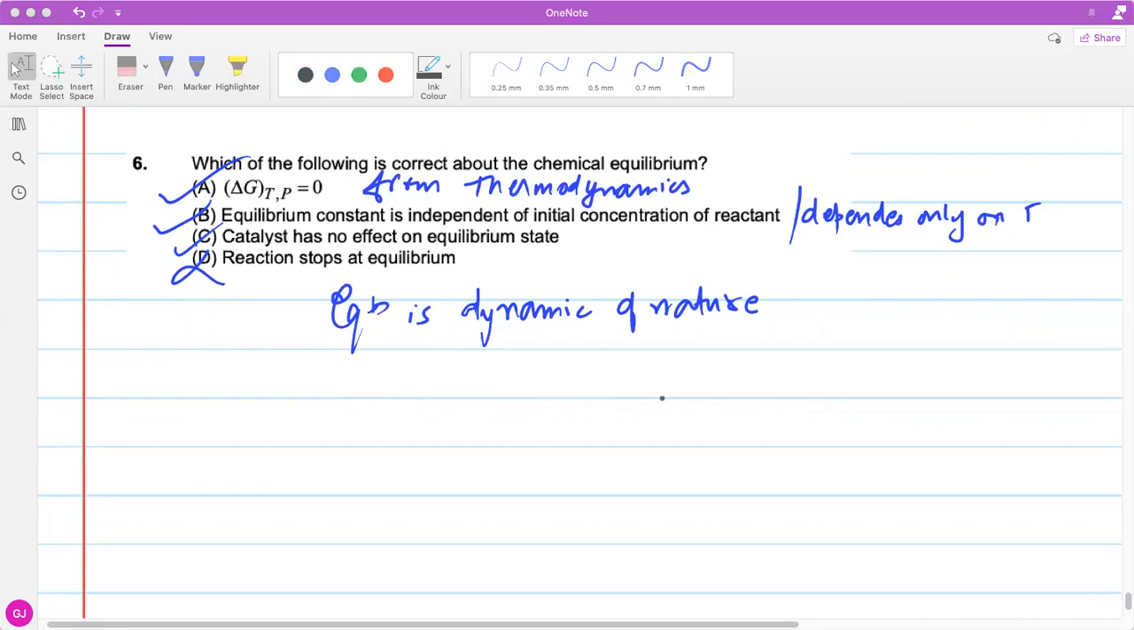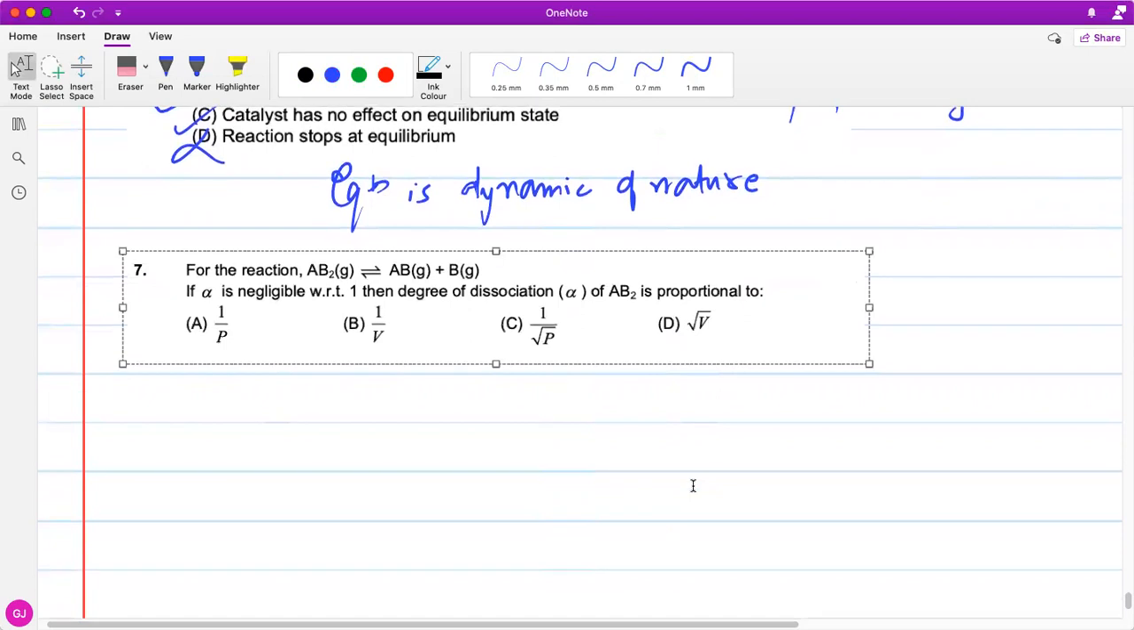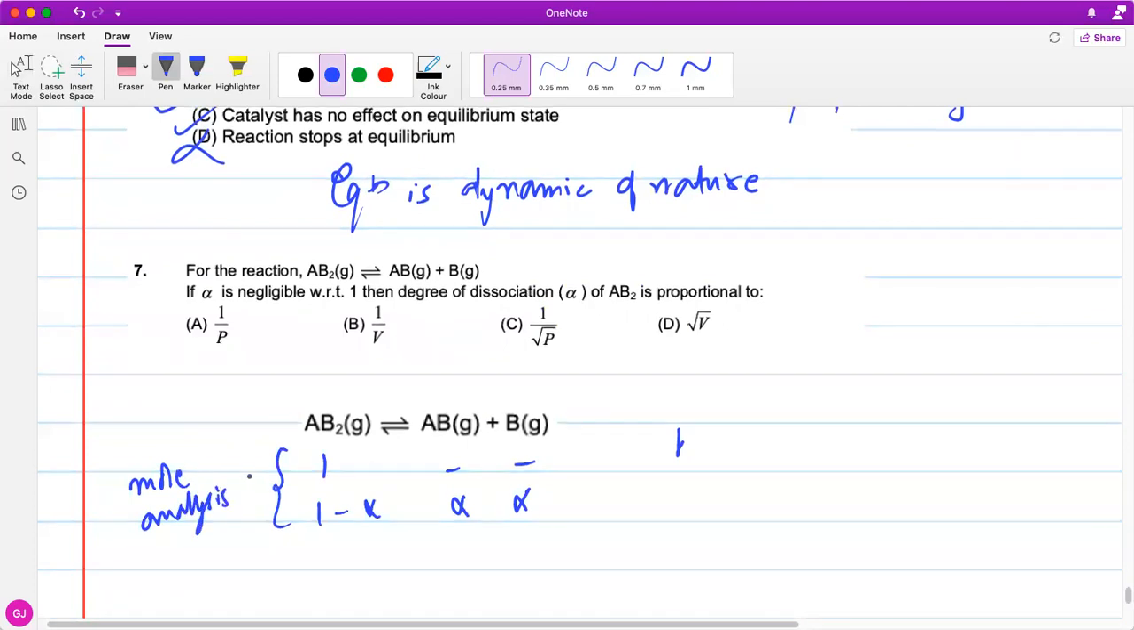7th question is a bit of a math, right? That you'll have to apply over here. So you write down the reaction, and based on that, you can quickly understand 1, 0, 0, 1 minus alpha, alpha and alpha, right? So this was your mole analysis of start and equilibrium, where alpha is your degree of dissociation. Now, you are being asked to relate alpha with pressure and volume.